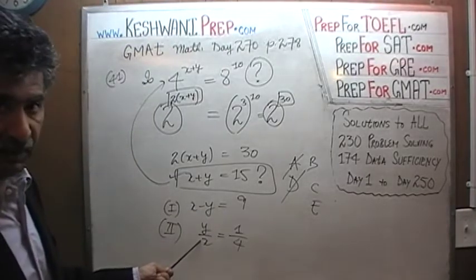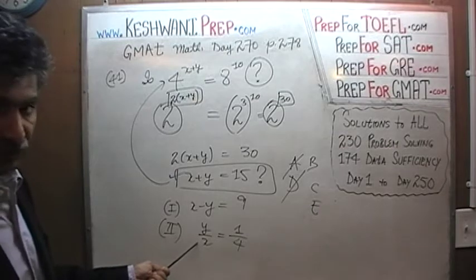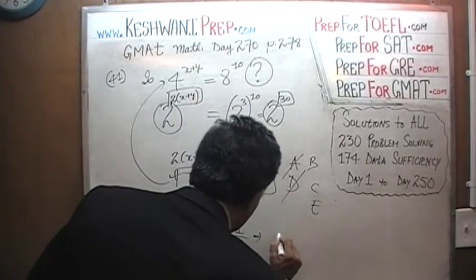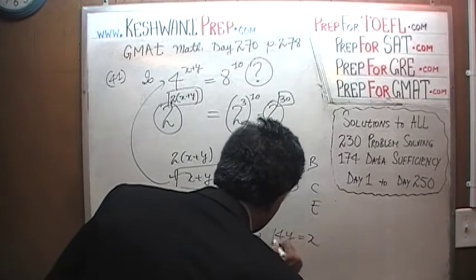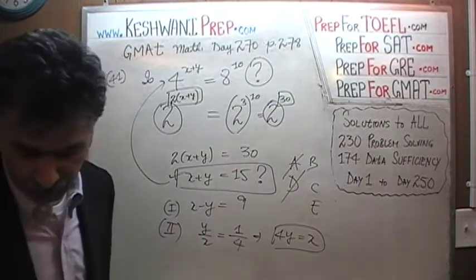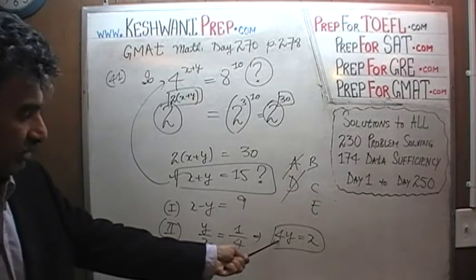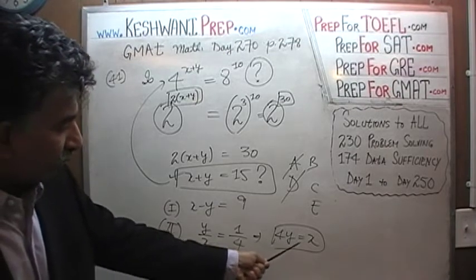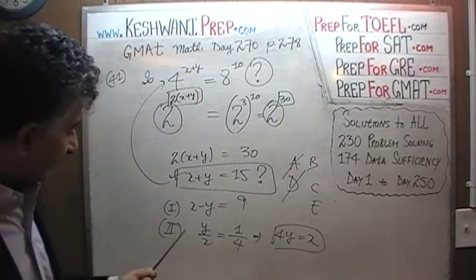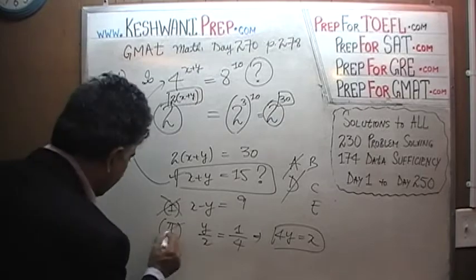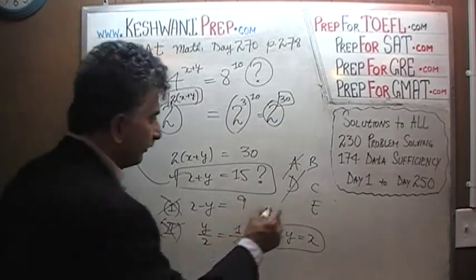Again, this equation by itself is not going to do us any good because this is just one equation. If we cross multiply, what this tells us is that 4y equals x. And that's just one equation by itself. From that equation by itself, we cannot solve for x and y. So again, the second statement by itself is no good, which means the answer cannot be B.